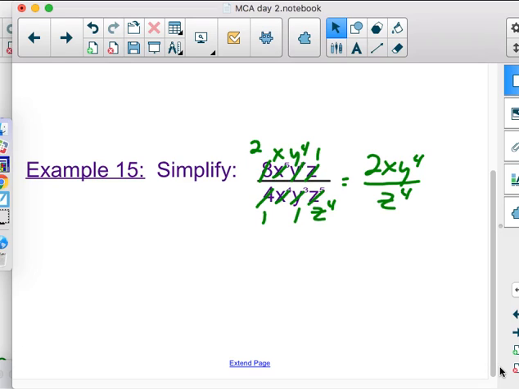Take a peek up when you're done. See if we have the same thing. Is that going pretty well?